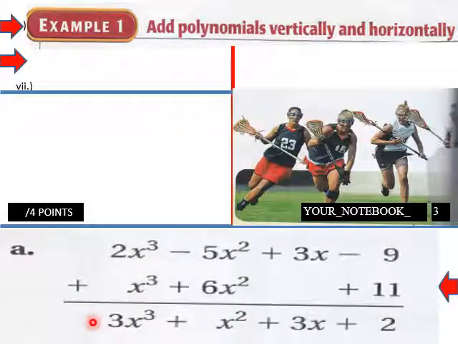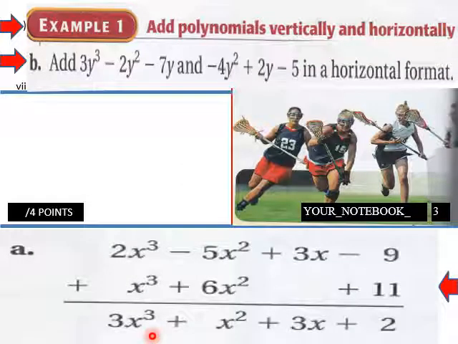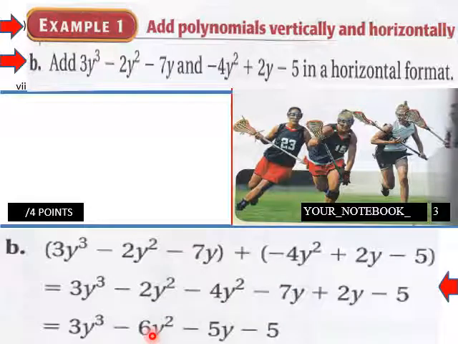Add these two. So you put them in a vertical format here like this, and you line up your terms underneath their degree that you're combining here, and then you add these, you add these, you add that, and then this just drops down. So B, let's add that.